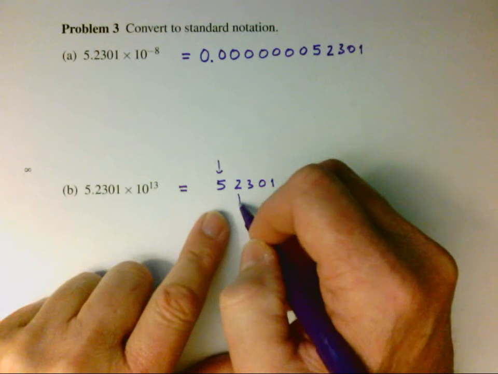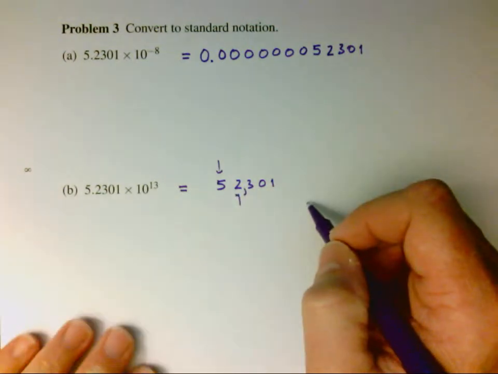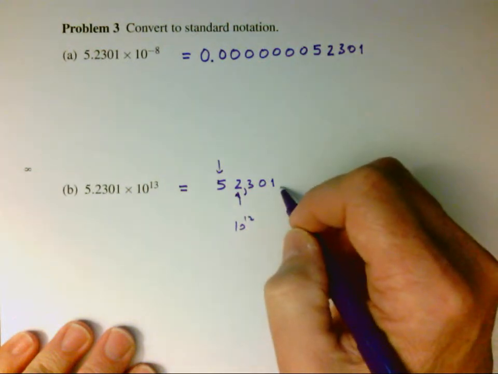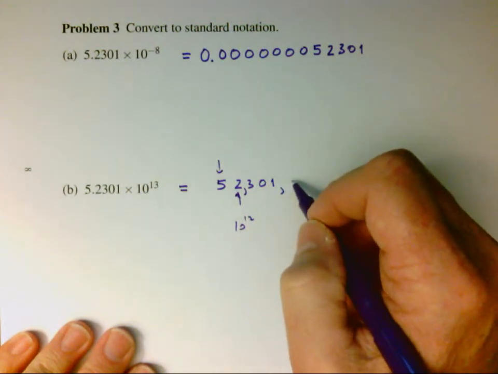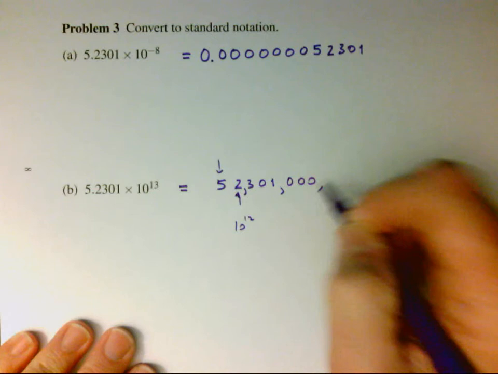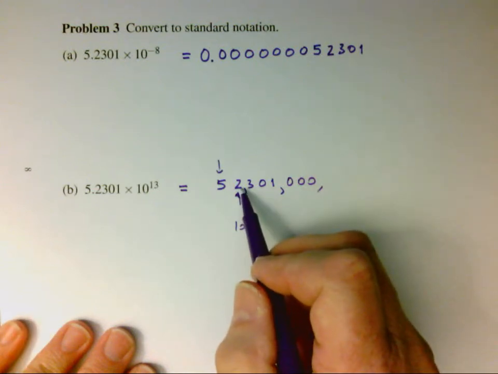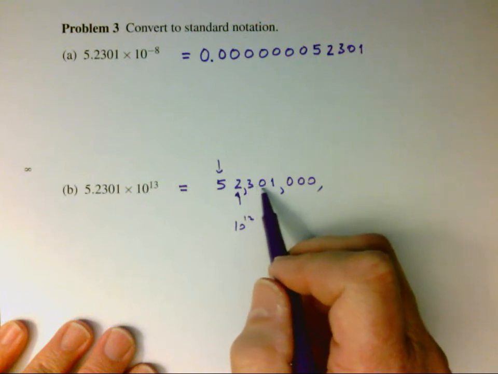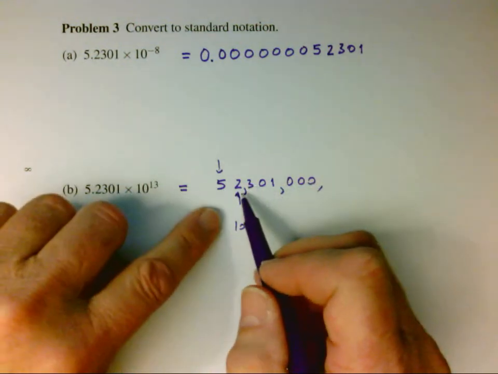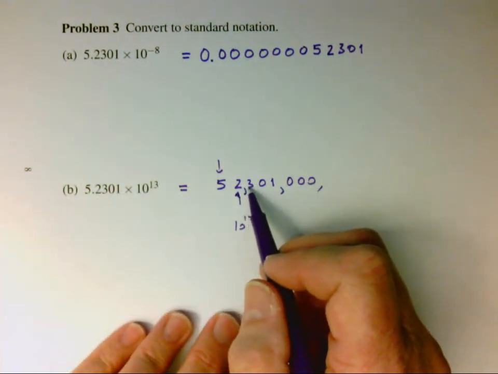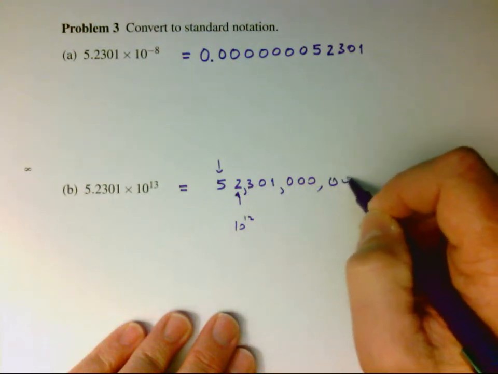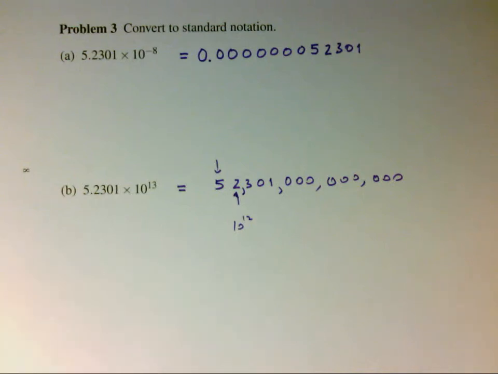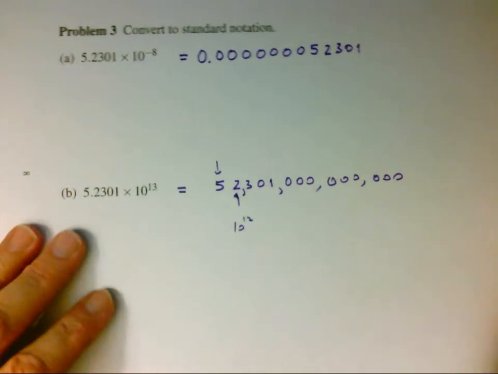So this is the 12th place. So that's a place that gets a comma. So every 3 places gets a comma. So there are 3 zeros there. There have to be 12 digits to the left of 10 to the 12. Well, there were 6. There are 3 more. There are 3 more. Once again, this is an incredibly awkward number to be dealing with.